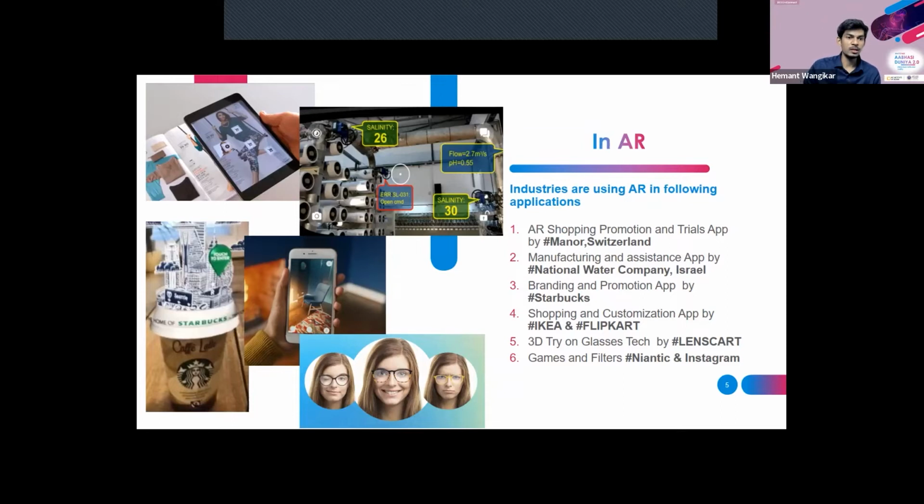If you can see my mouse, then you can see the first image. It's AR shopping promotion and trials, done by Monor in Switzerland. Imagine you have a TV, an advertisement, and a magazine, and you see a good model with good dresses and all, right? And you want to purchase those things. You always want to feel like, I want those kinds of dresses, right? So imagine you're opening your phone and just watching that photo.